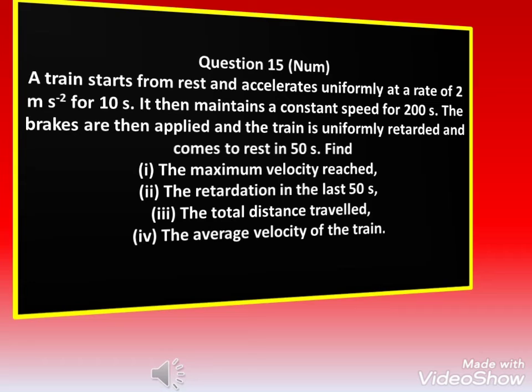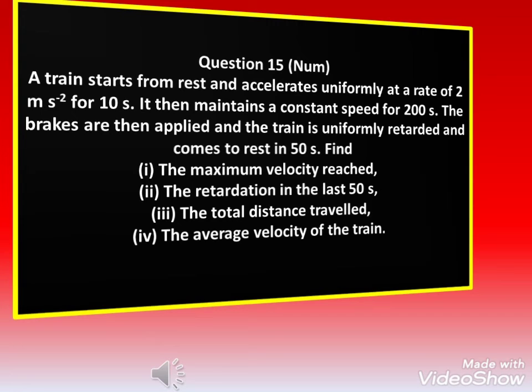Question number 15. A train starts from rest and accelerates uniformly at a rate of 2 meter per second square for 10 seconds. It then maintains a constant speed for 200 seconds. The brakes are then applied and the train is uniformly retarded and comes to rest in 50 seconds.